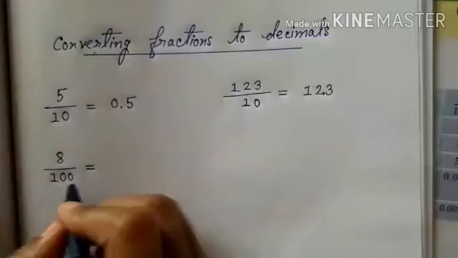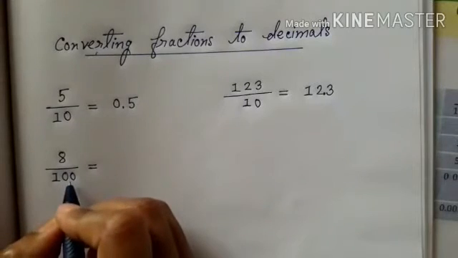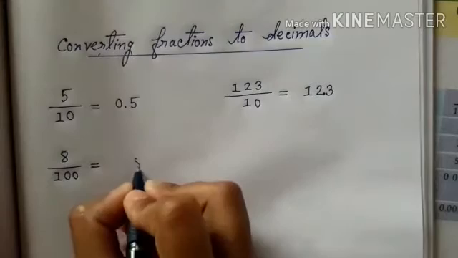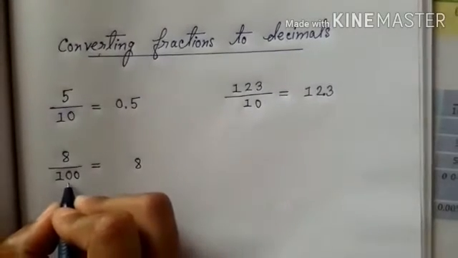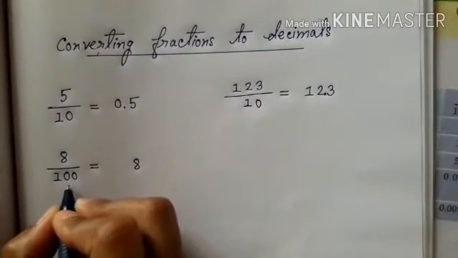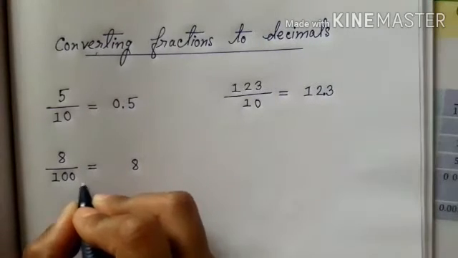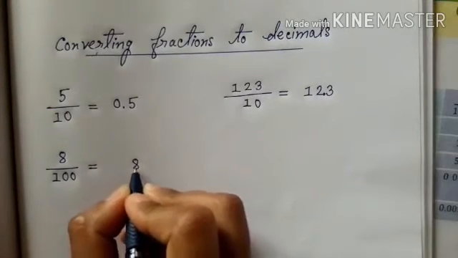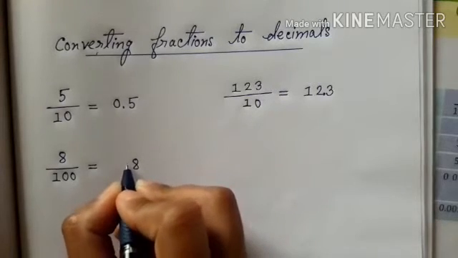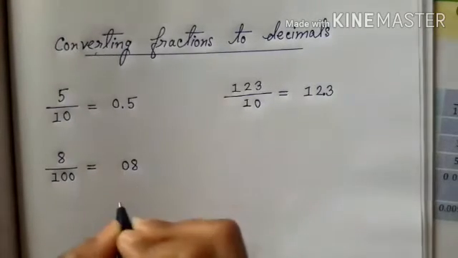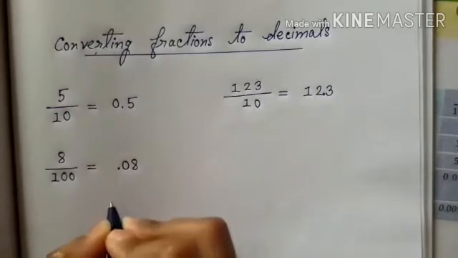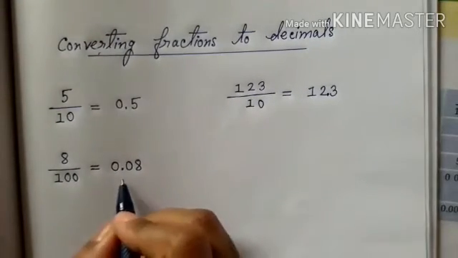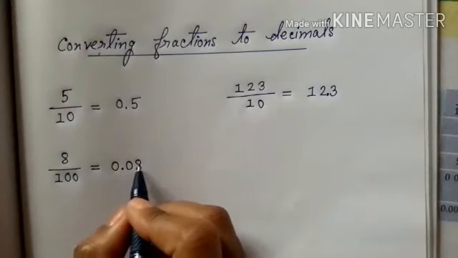Okay. Now look at here 8 by 100. So right here the numerator is 8. Now look at here how many zeros are there. There are two zeros, right? So we have to put the decimal point after two digits, right? But there is only one digit. So we have to put here a 0 then the decimal point. Okay? As there are two zeros, we have to put the decimal point after the two digits.